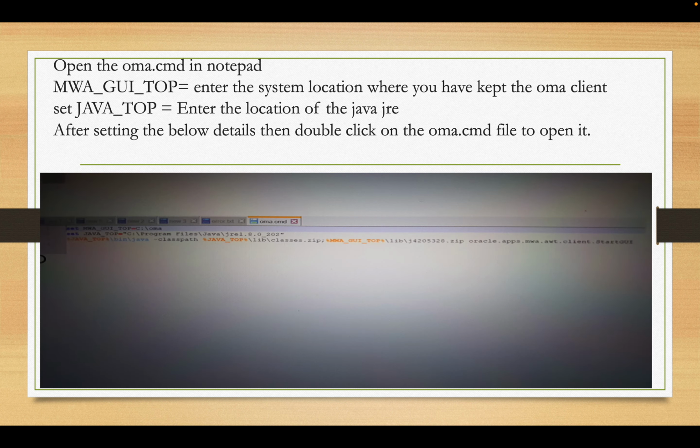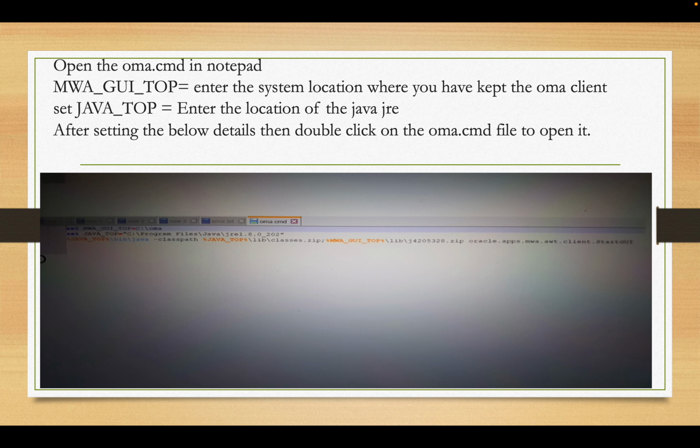The next step is to open the OMA.cmd file in a notepad and edit some of the values. First value is the MWGUA top. So in this field you need to enter the value of the system location where you have kept your OMA client. I have kept it in C drive in OMA folder, so I have kept that path.